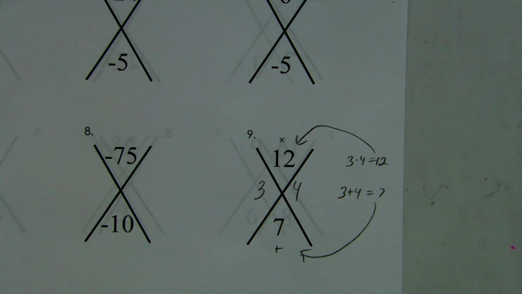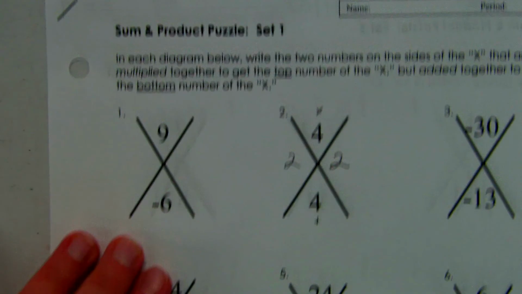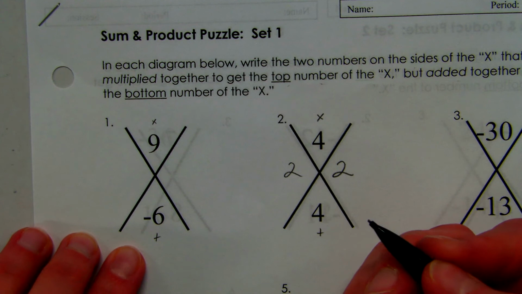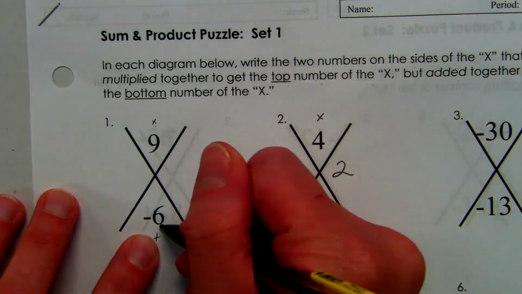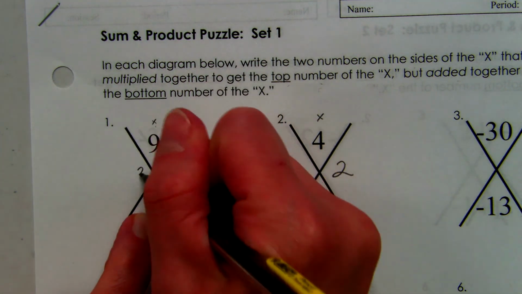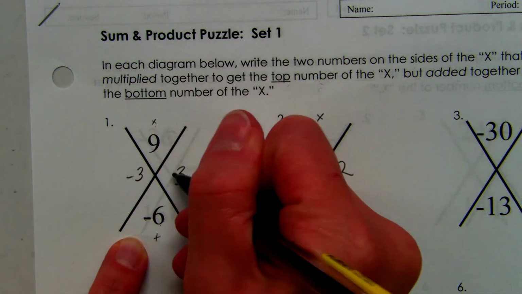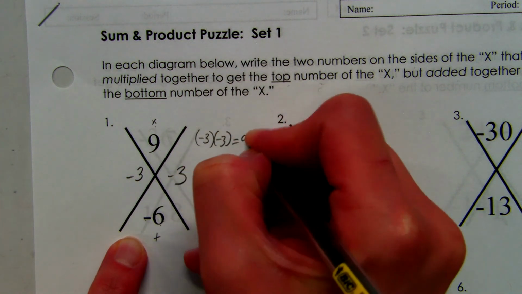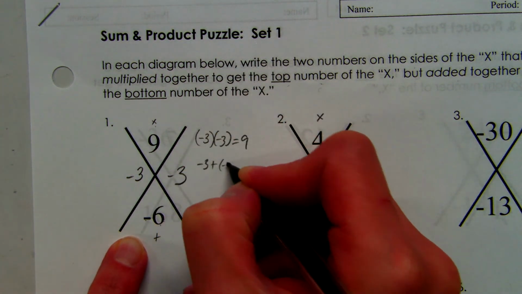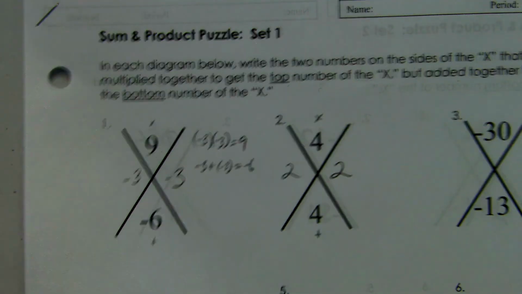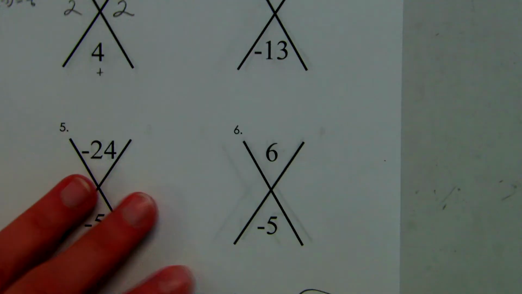Now when we start adding negatives into things, it makes it a little bit more interesting. So we'll do a couple that are kind of the same. On number 1, we are multiplying to get 9 and adding to get negative 6. Well, if I pretended this was positive 6 for a second, that'd be easy. It'd be 3 and 3. To get negative 6, we just make them negative, because negative 3 times negative 3 is 9, and negative 3 plus negative 3 is negative 6. So that works.